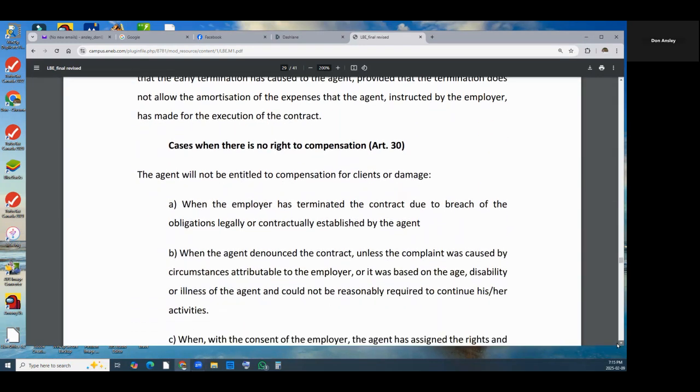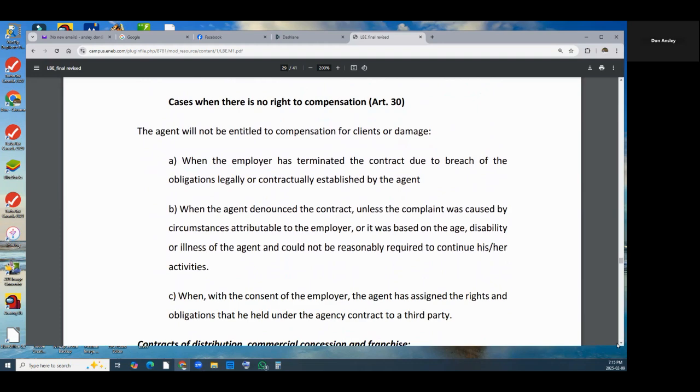Cases where there is no right of compensation: the agent will not be entitled to compensation for clients or damages when the employer has terminated the contract due to the breach of obligations legally or contractually established by the agent, or when the agent denounced the contract, unless the complaint was caused by circumstances attributable to the employer, or it was based on the age, disability, or illness of the agent and he or she could not reasonably be required to continue his or her activities, or when, with the consent of the employer, the agent has assigned the rights and obligations that he held under the agency contract to a third party.